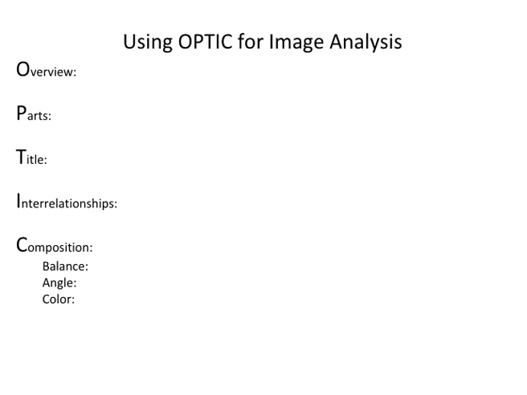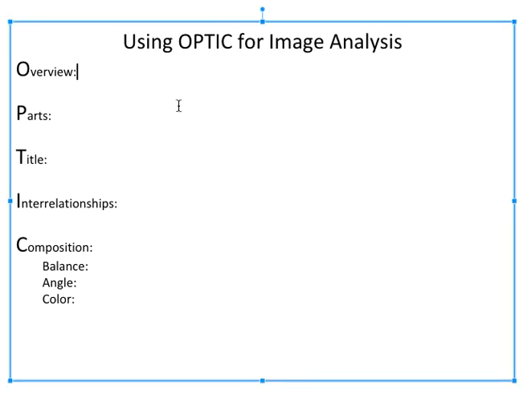So we're going to talk today about these 5 different pieces to analyzing an image. Today we're going to be talking about analyzing photography because that's your first project. So the first portion of OPTIC is overview. And overview, when you're looking at a photograph, is basically 3 things.